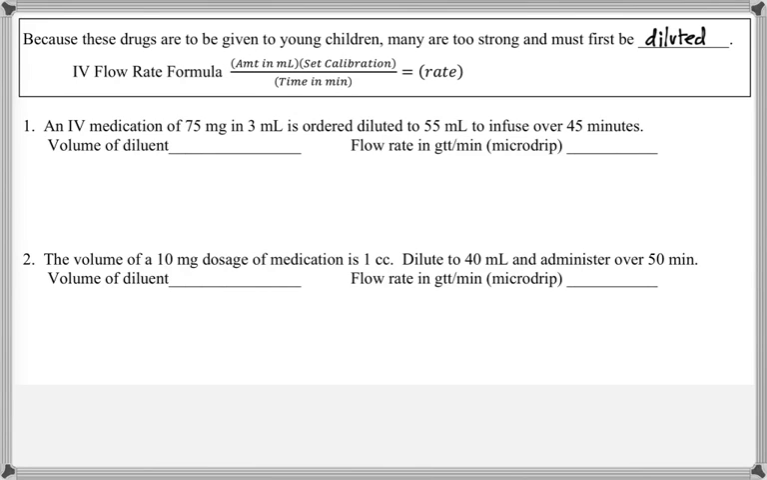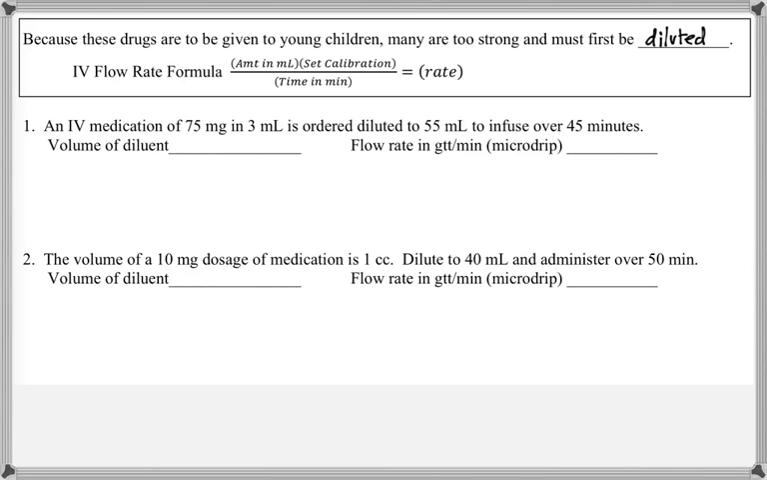An IV medication of 75 milligrams in 3 mLs is ordered diluted to 55 mLs to infuse over 45 minutes. And they want us to find the volume of diluent as well as the flow rate in GTT per minute. And that's using a microdrip set.